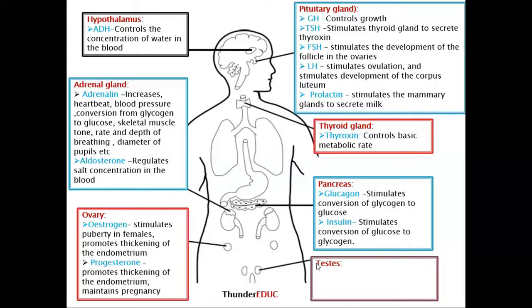Another one is the testis. The testis is very important in the production of testosterone. Testosterone stimulates the maturation of sperms and also secondary sexual characteristics in males. So basically, that's what you need to know about this. You need to know the location of the gland, the name of the gland, which hormone it produces, and the function of that hormone.